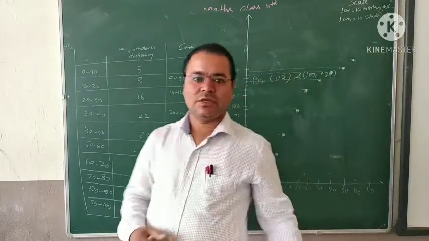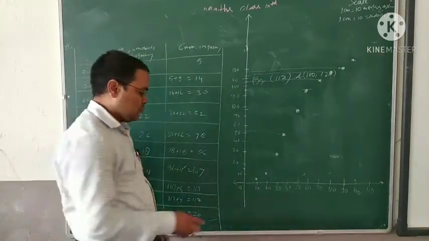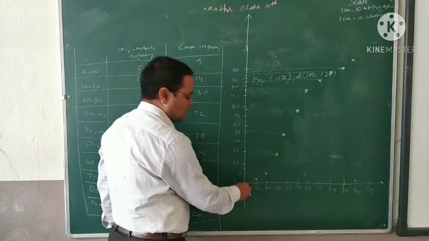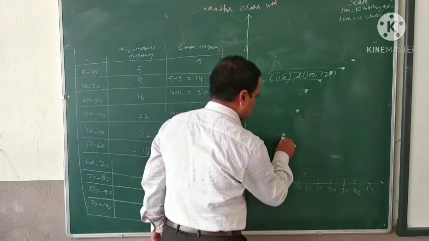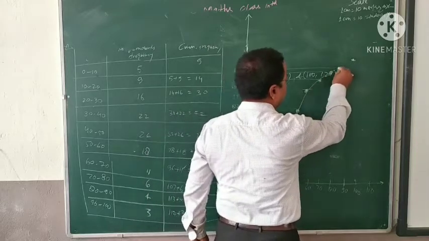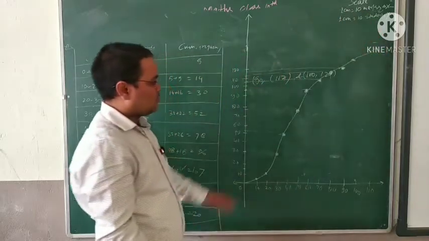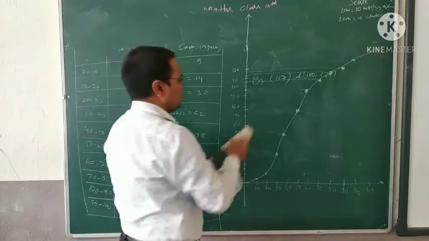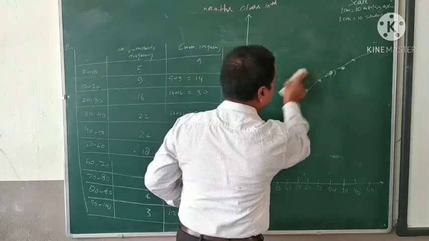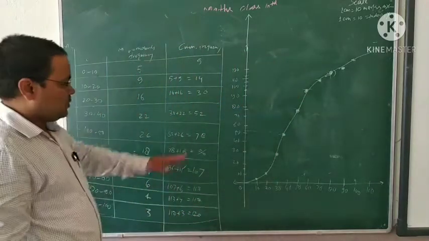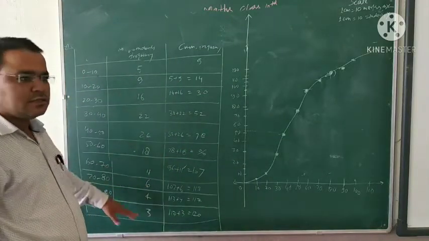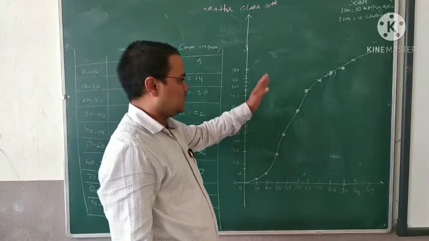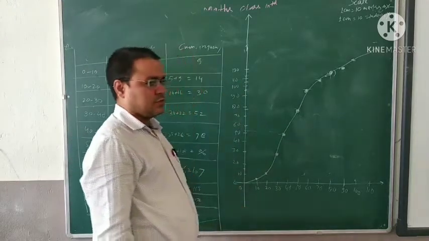After that, we plot the graph starting from 0 here. Our graph will be like this. Before this, you plot the points 10, 5, 20, 14 and so on, and after that it will be here. We will join them like this.